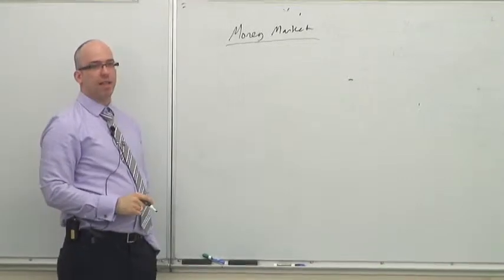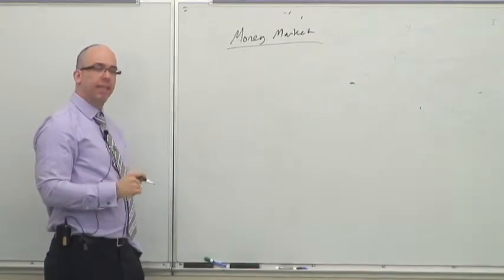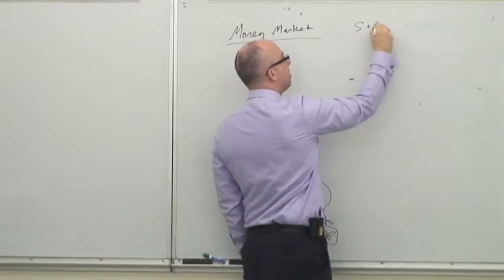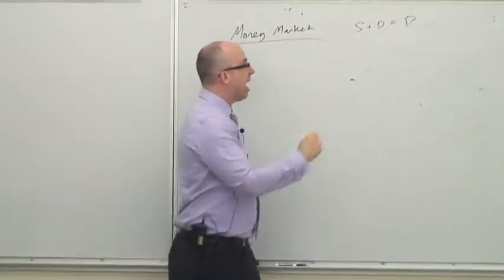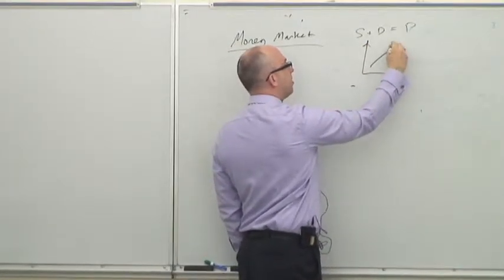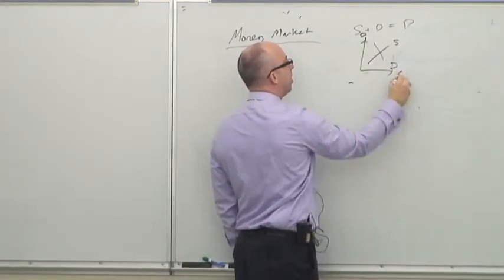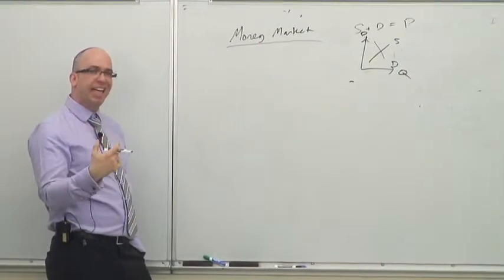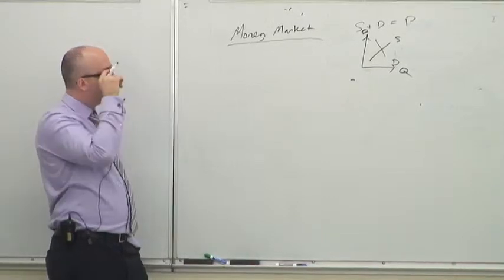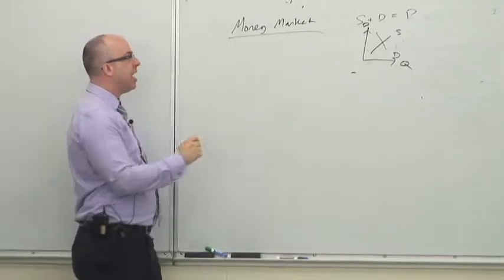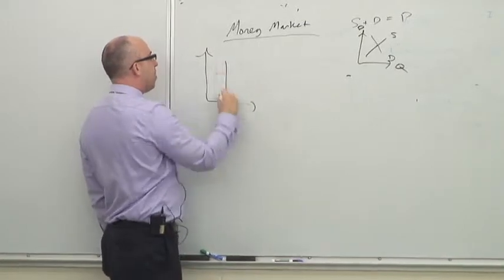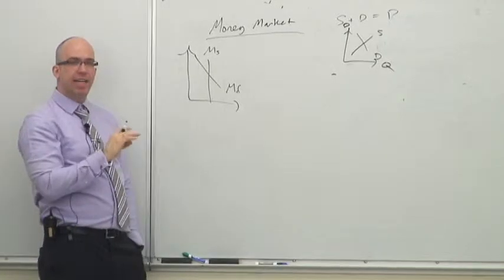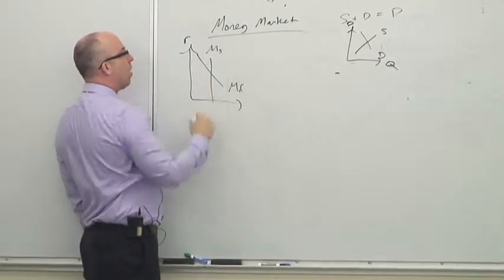Just like any market, there's supply and demand that leads to a price. So normally you have supply and demand and the price. And a lot of times you'll see it graphed like this. The money market is a little bit different. The money market is the supply of money and the demand of money, and that leads to the price of access to money. In this case, we're going to have the money supply and the money demand, but the price of money is called the interest rate, or R.